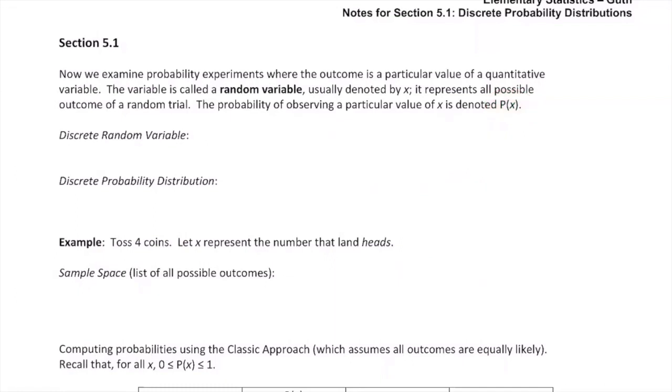Now, a discrete random variable is one whose values are discrete. We talked about discrete values. They're ones that you can count, a variable whose values you can count or at least list in order. So for a discrete random variable, the values can be counted or listed because there are gaps between possible values.